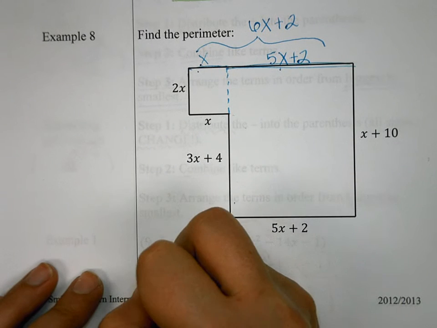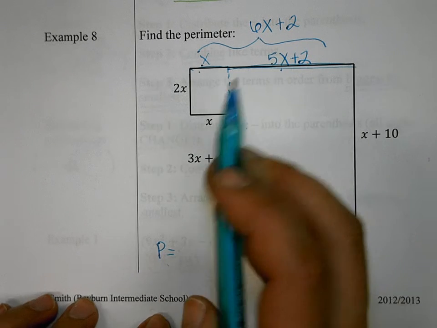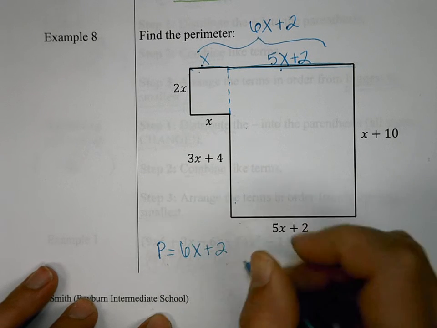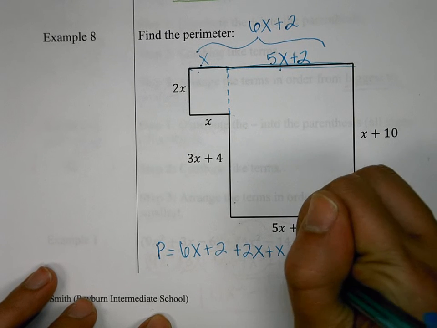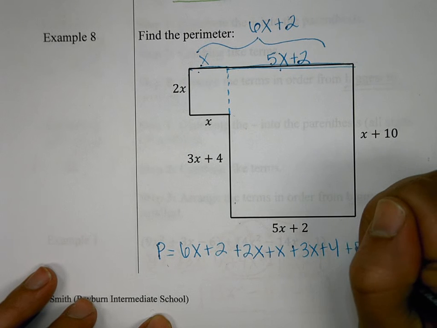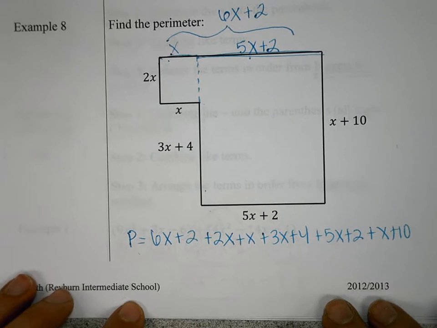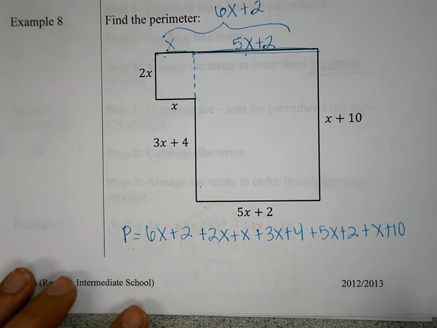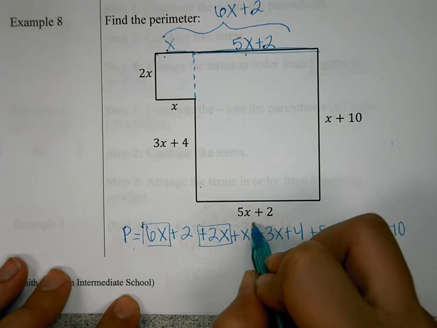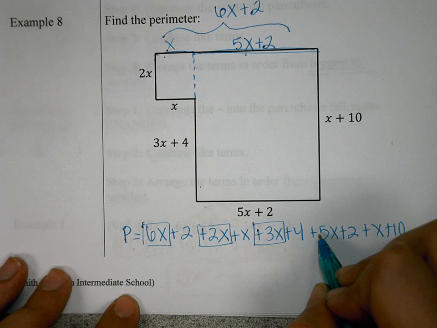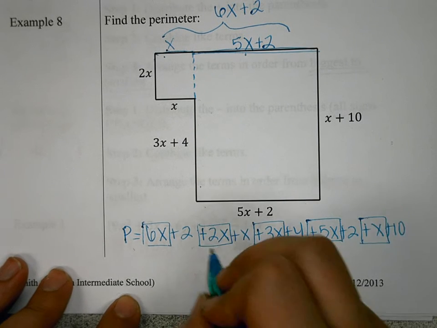So to find the perimeter, now all I have to do is add all the sides together. So I'm going to start with 6x plus 2 plus 2x plus x plus 3x plus 4 plus 5x plus 2 plus x plus 10. Now we just combine like terms. So 6x plus 2x gives me 8x, plus 3x gives me 11x, plus 5x gives me 16x, and plus 1x gives me 17x.